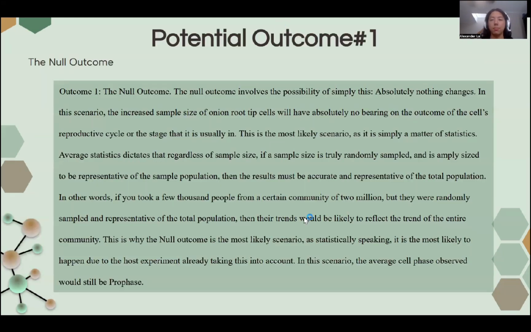Now, the null outcome is simply this. Absolutely nothing changes and absolutely nothing happens. The increased sample size of the onion root tip cells will have zero bearing on the outcome of the reproductive cycle or the stage that the cells are observed in. And so this is the most likely scenario, as it's simply just a matter of statistics.